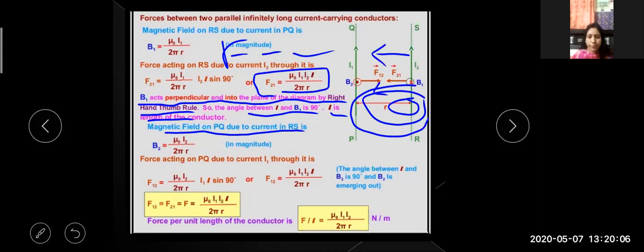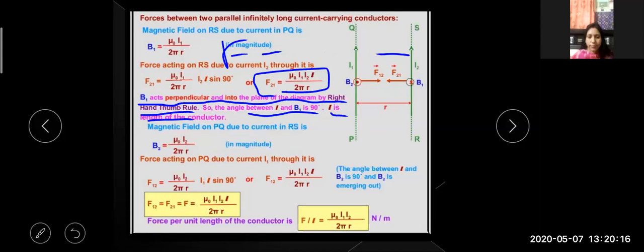So we see that the magnetic field on PQ due to RS is given by B2 equal to mu naught I2 upon 2 pi R. I hope this is clear to you. This is how we get the magnetic field due to both conductors, and how we will get the force experienced by each conductor, right? So the magnetic field due to RS is given by mu naught I2 upon 2 pi R.